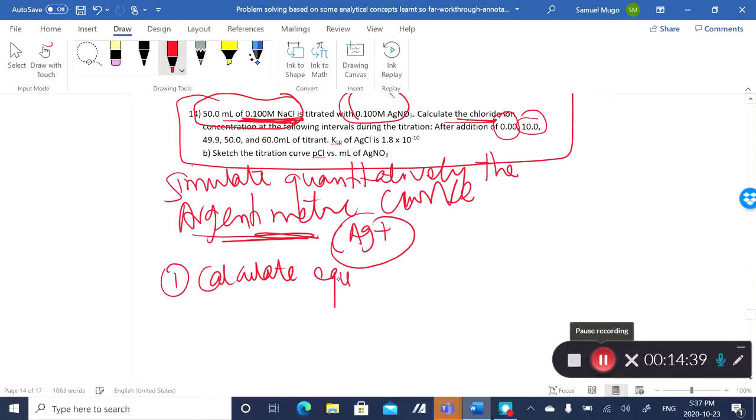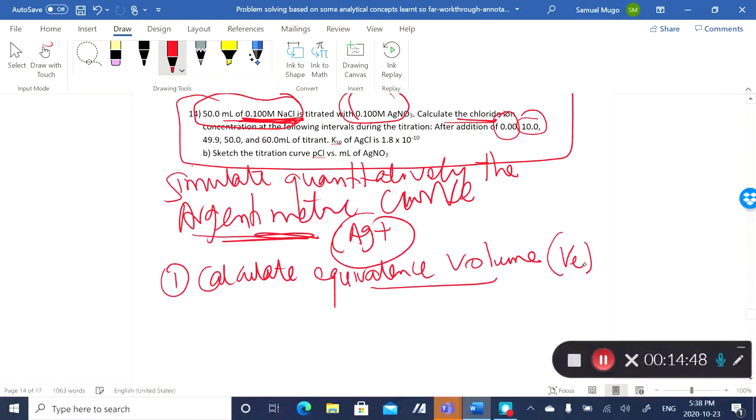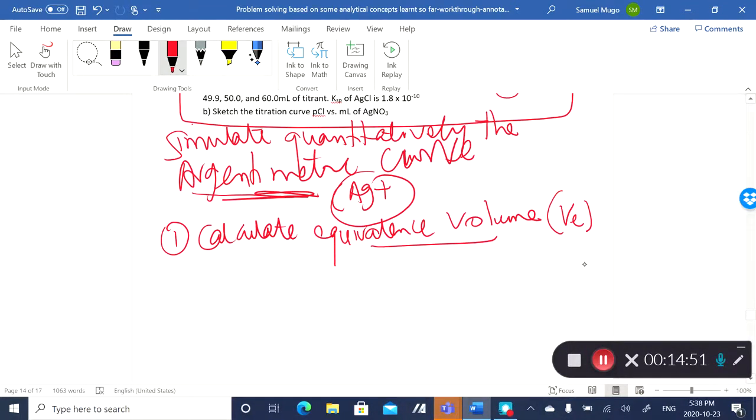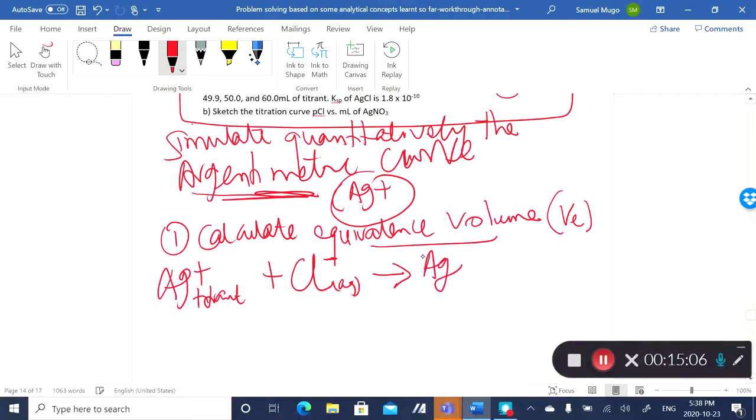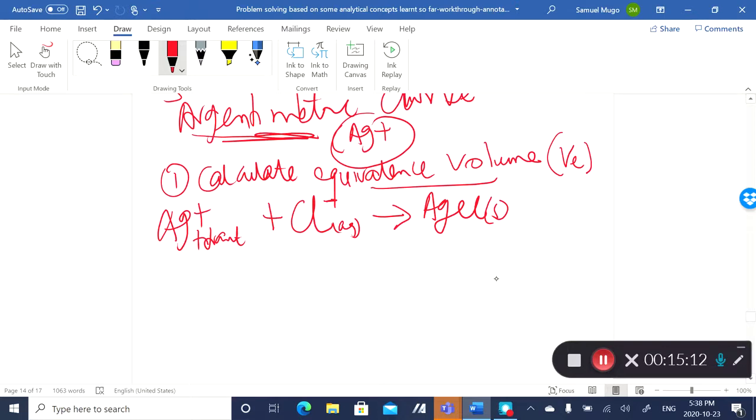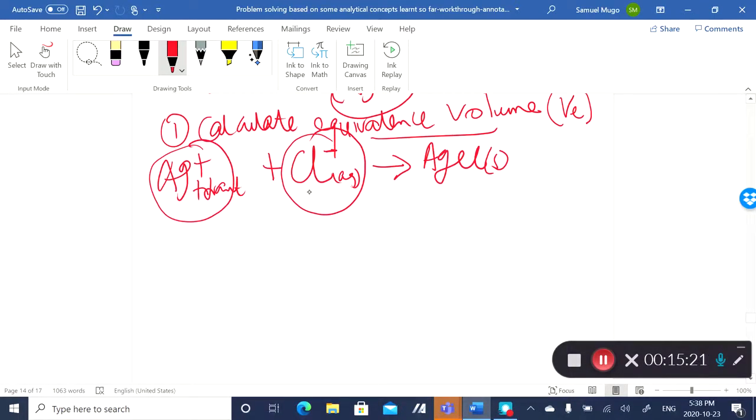So if you're given a problem like this, the first thing you need to do is to calculate the equivalence volume. And I already talked about the equivalence volume in my lecture, and I defined it as the point at which you've added enough titrant, and then you've reacted it with the chloride to give you the product, which is a silver chloride salt. And so the equivalence point is the point at which you've added enough titrant to react with all the chloride that is present in the sample.